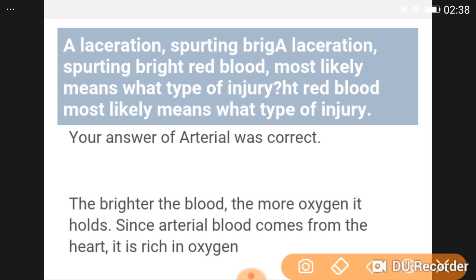A laceration spurting bright red blood most likely means what type of injury? The answer is arterial. That is right. The brighter the blood, the more oxygen it holds. Since arterial blood comes from the heart, it is rich in oxygen.